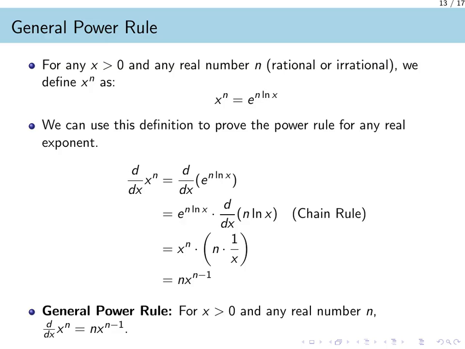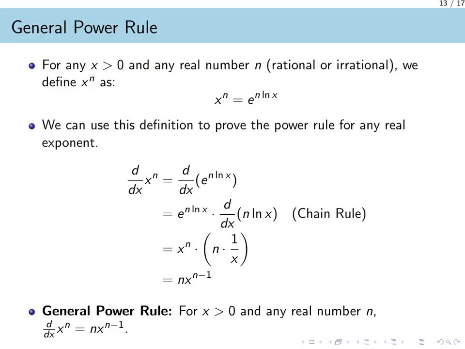This is a powerful step because it extends the rule to work for any real number exponent, including irrational numbers. The key is to start with a new definition for x to the power of n, which is e raised to the power of the quantity n times the natural log of x. To find its derivative, we can apply the chain rule. The derivative of e raised to some power is just e to that same power multiplied by the derivative of the exponent itself. The derivative of n times the natural log of x is simply n divided by x.